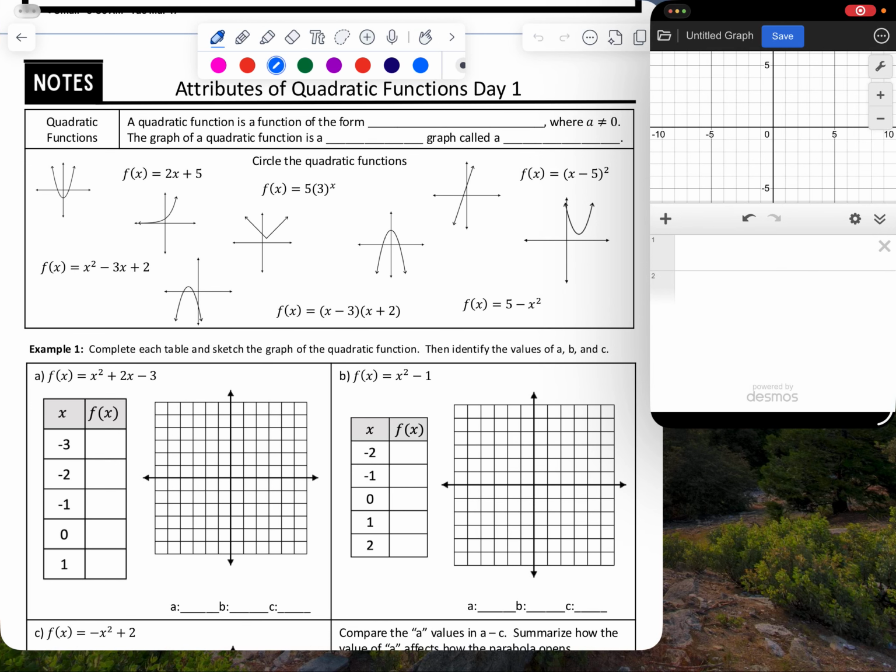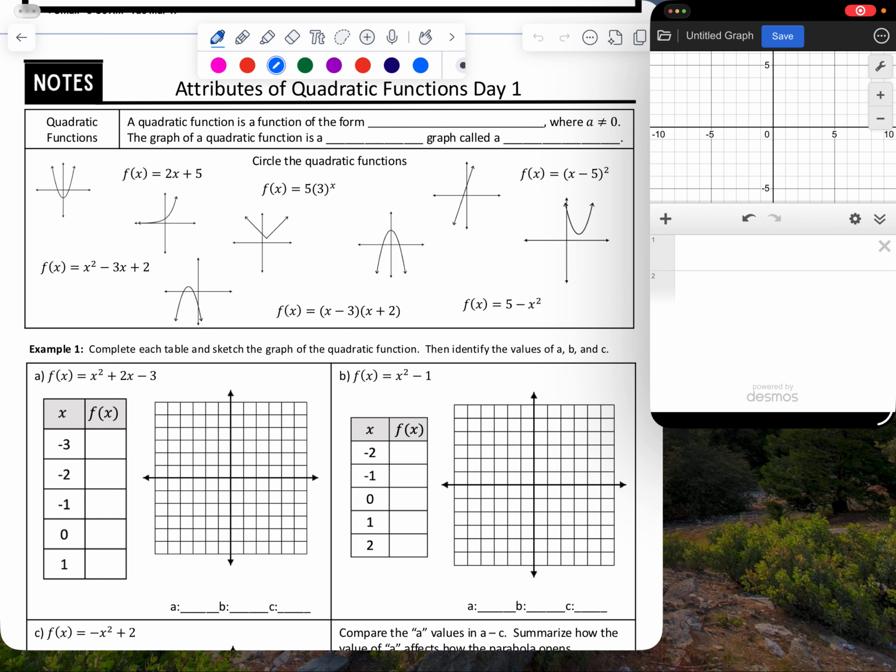In today's lesson, we will be exploring the attributes and key features for quadratic functions. Now, this is part one of a two-part lesson. So, before we start, let's look at a little definition for quadratic functions.